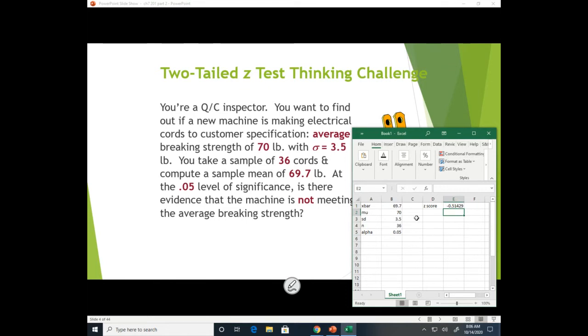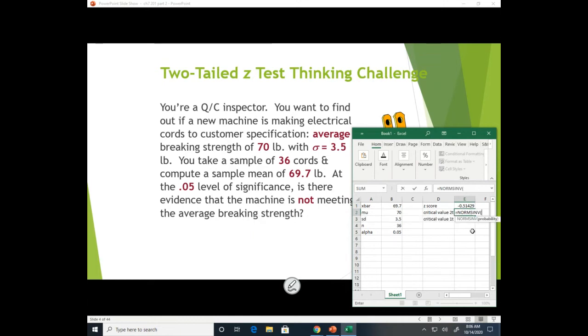We want to compare that z-score to our critical value for 0.05. This is a two-tailed test, so we're interested in the two tails. And I think we will calculate one tail too, just so you can see that it's not too different. So we're going to use the norm inverse.